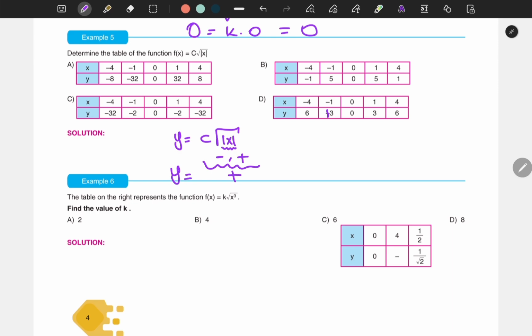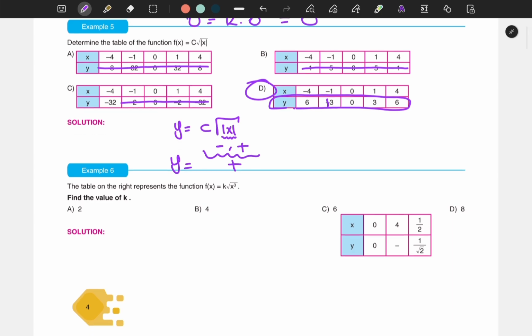And look at the table. Which table has y values that are all positive? Let me check. Here, this can't be because we have a negative. Here the y value is negative, can't be. Here, yes, we have a negative number, cannot be. But when you look here, all of them are positive, isn't it, the y values? So the answer is D directly. Shortly, we can answer this question like this.